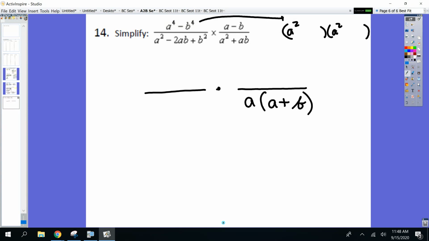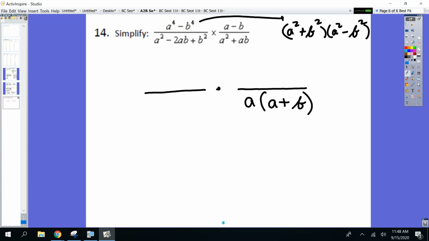What do you think b to the fourth turns into? Plus b squared minus b squared. Is everybody okay? Yeah, that's pretty good. But there's more. Look at the 2 parentheses I just wrote. Does anybody see anything else?